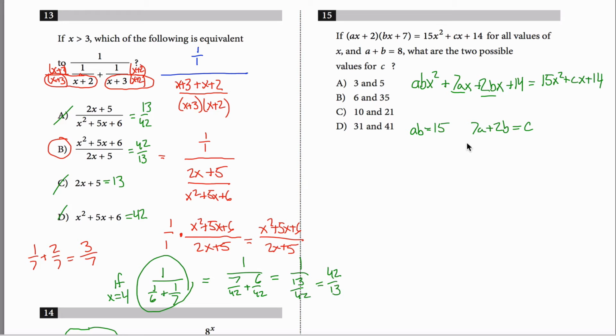You've got two equations here, but three unknowns, a, b, and c. How is that possible? Well, there's another equation here. It tells you that a plus b equals 8.